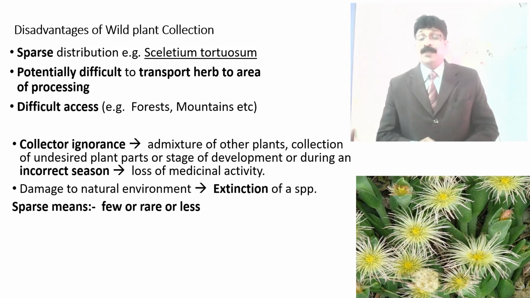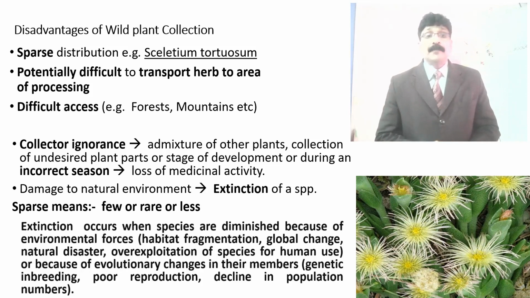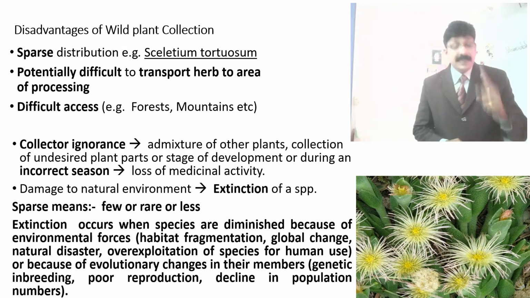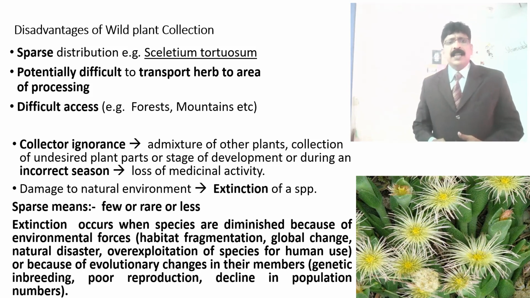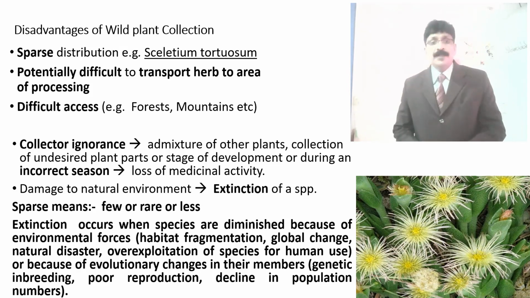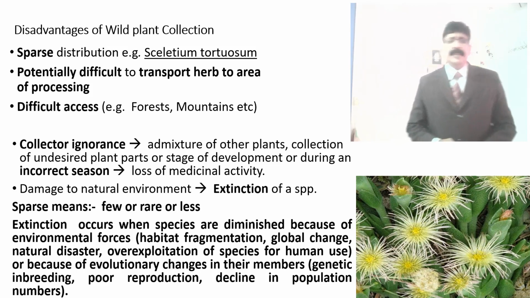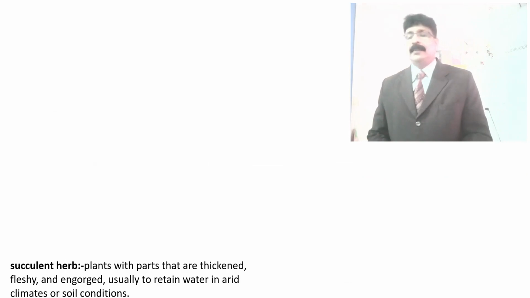The picture shown is a very rare species. Extinction occurs when species are diminished because of environmental forces, habitat fragmentation, global change, natural disaster, over-exploitation of species for human use, or because of evolutionary changes in their members, genetic inbreeding, poor reproduction, and decline in population number. All these things happen.